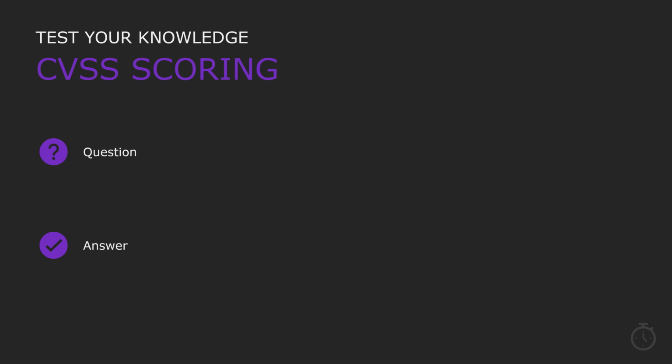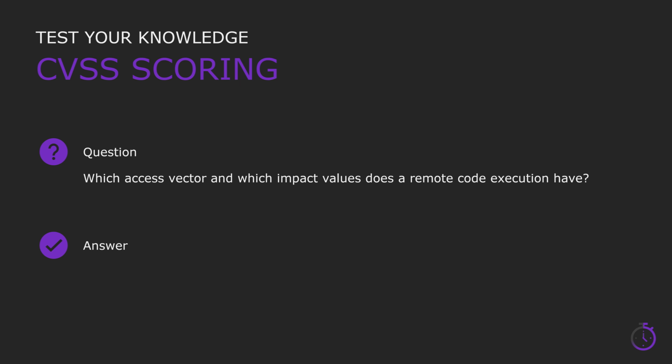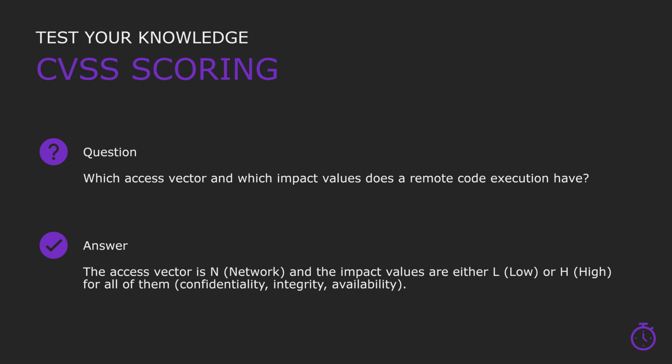CVSS scoring is a core aspect of vulnerability analysis and rating. Do you know which values are used for a remote code execution regarding access vector and impact vectors? The access vector is set to network to address the remote aspect of the issue. And the impact values are either low or high depending on the possibilities of the attack. The impact values are confidentiality, integrity, and availability.